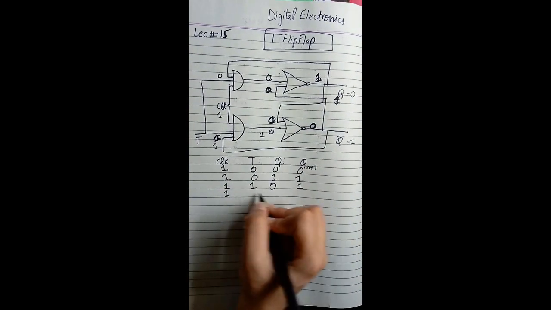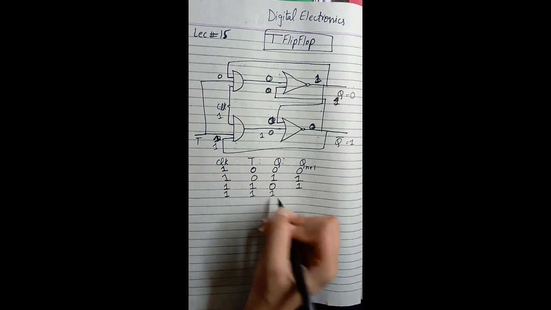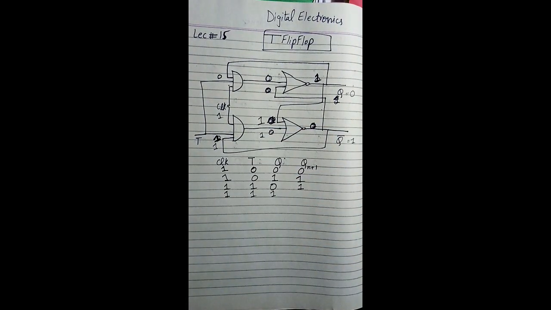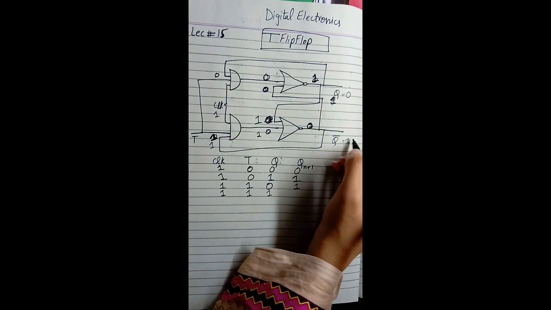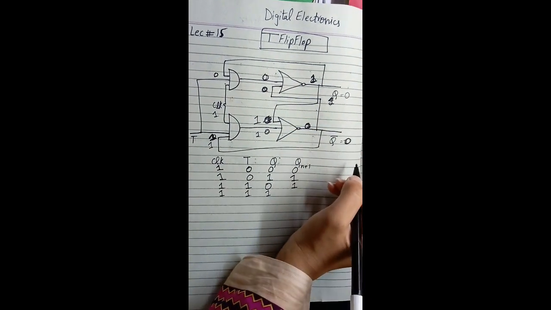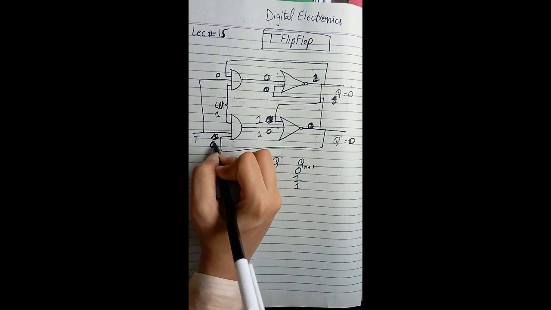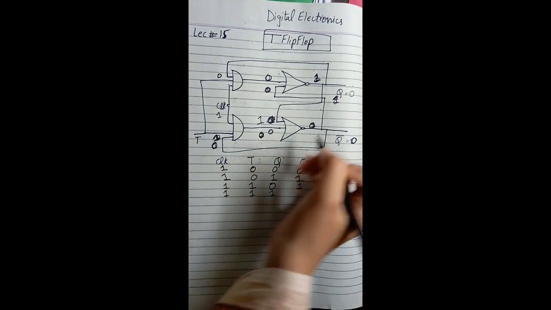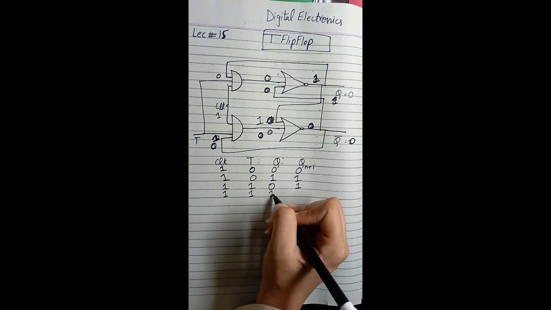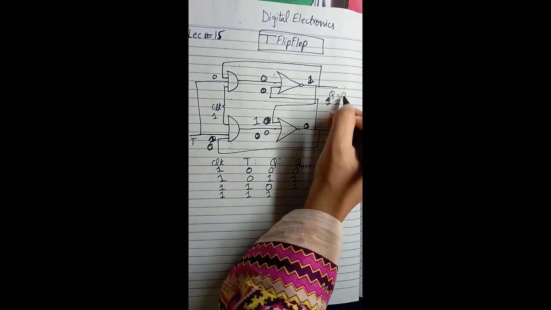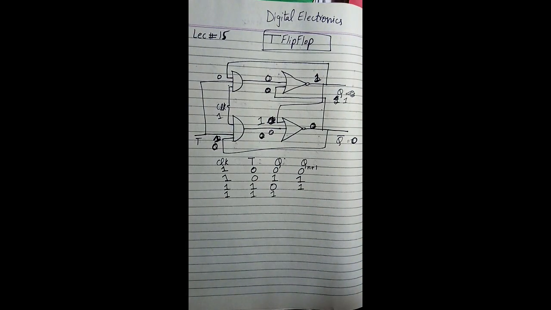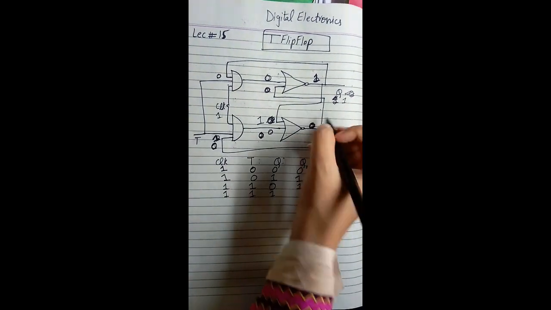Now we will take the clock 1, T 1 and Q also equal to 1. So when Q is 1, Q bar will be 0. This 0 will go here as input: 1, 1 and 0. It will give us 0. This Q is 1. So 1 and 0 will give us 0 output according to the NOR gate.